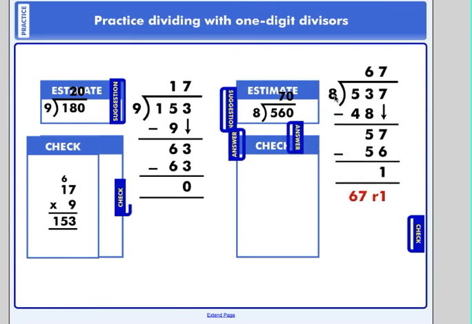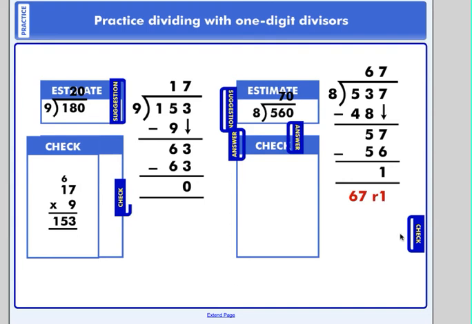Okay, 8 goes into 53 6 times, so I'm going to subtract 48, and I've got 5 left over. Bring down the 7. 8 goes into 57 7 times, so I'm going to subtract 56. I've got 1 left over. There are no more numbers to bring down, and so that 1 is my remainder. So my answer is 67 with a remainder of 1.